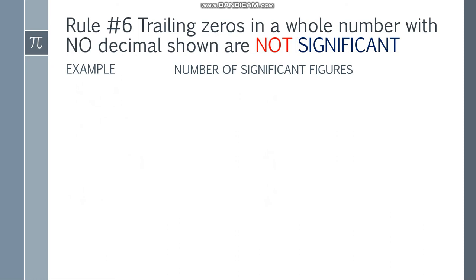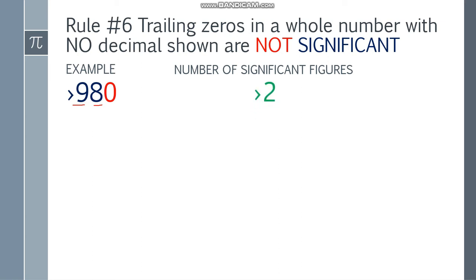Rule number 6. Trailing zeros in a whole number with no decimal shown are not significant. For example, remember the earlier example that had a decimal point, but this one has no decimal point. So we will just check this one, 9 and 8. The zero here is not significant. If there's a decimal point there, we may consider it significant. So the number of significant figures, or sig figs, is 2.